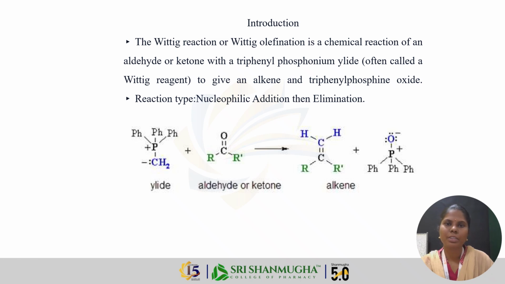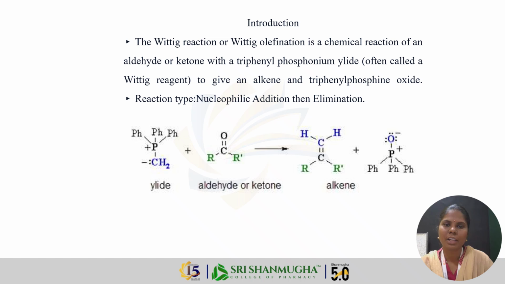Now I'm going to discuss an important naming reaction in organic chemistry, which is called the Wittig reaction. The Wittig reaction is used to convert aldehydes or ketones into alkenes. In simple words, it helps us to prepare carbon-carbon double bonds. This reaction was discovered by George Wittig, who also received the Nobel Prize for this work. So now let us understand the basic concept.